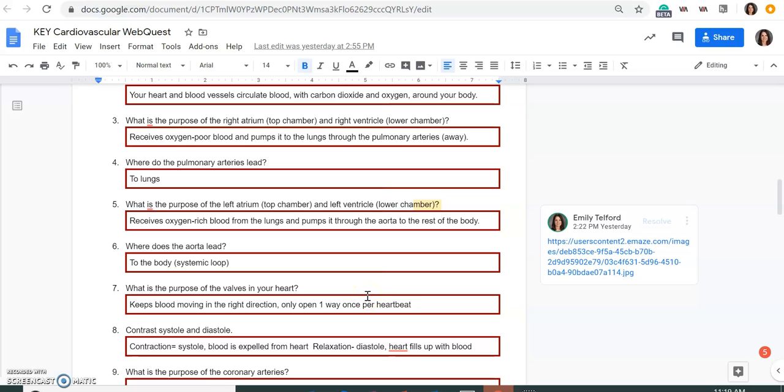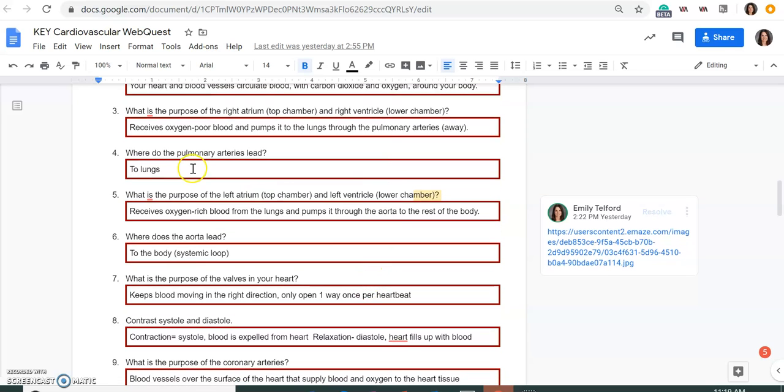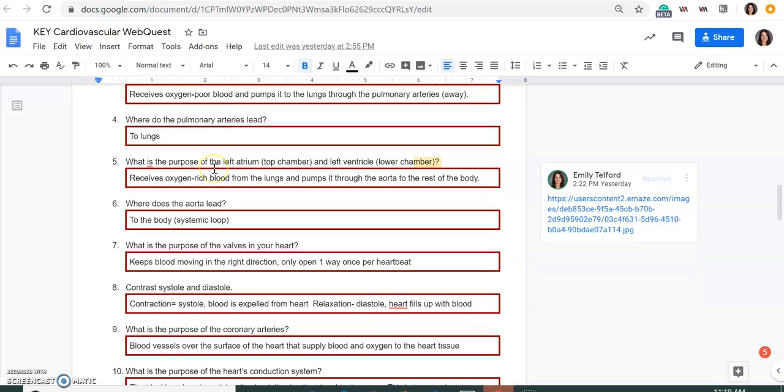So where do the pulmonary arteries lead? They lead to the lungs. The word pulmonary means related to lungs. What is the purpose of the left atrium, which is the top chamber on the left side, and the left ventricle? So the left atrium receives oxygen-rich blood from the lungs, and then the ventricle pumps it through the aorta to the rest of the body.